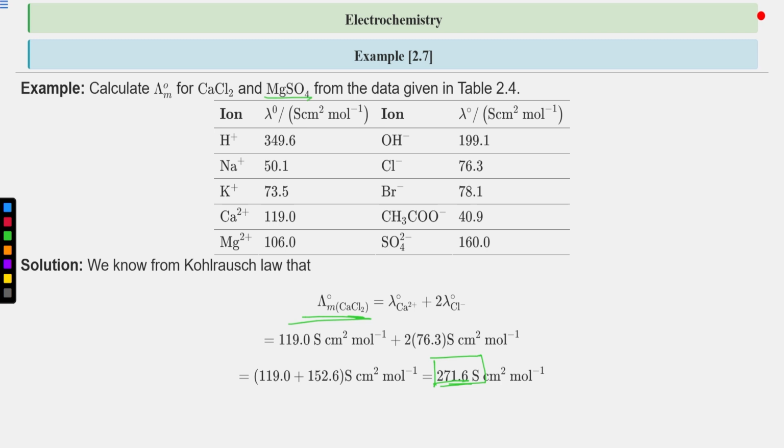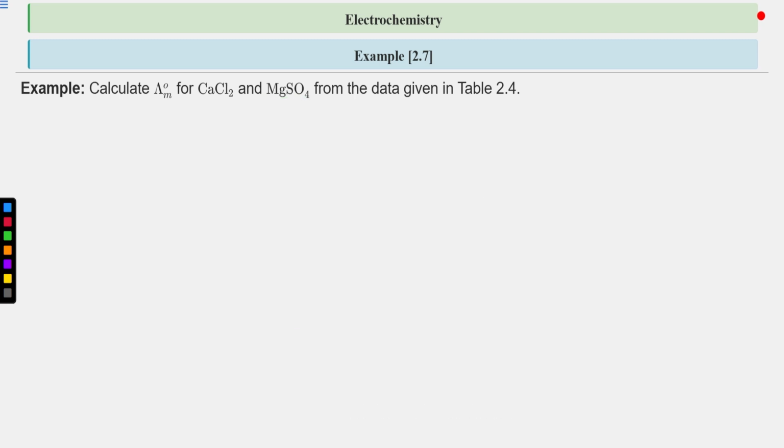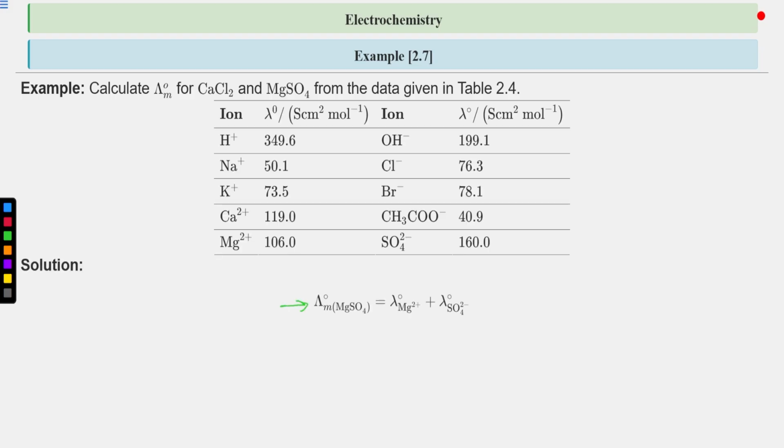Now we have to find it for magnesium sulfate in a similar way. The limiting molar conductivity will be the sum of the products of the number of cations and anions we get and their limiting molar conductivities. So the limiting molar conductivity of magnesium sulfate will be 1 multiplied by lambda naught of magnesium 2 positive, because only one magnesium 2 positive is obtained after the dissociation of MgSO4. So magnesium sulfate will dissociate into Mg2 plus and SO4 2 minus. In the previous case, CaCl2 dissociates into calcium 2 plus and 2 Cl minus. As we were getting 2 anions, we multiplied the limiting molar conductivity of the chloride anion by 2.